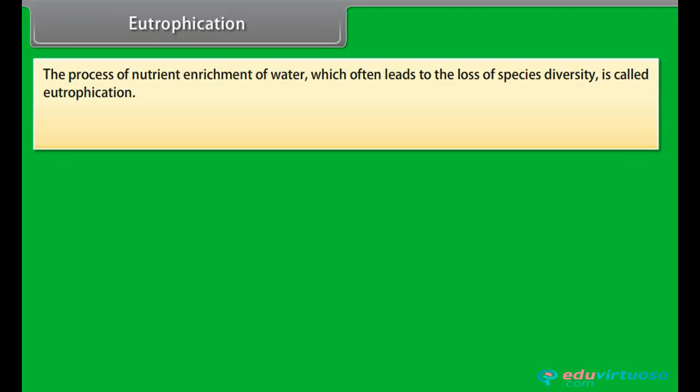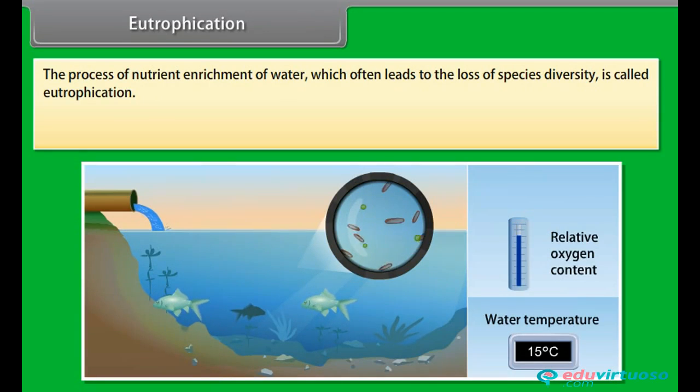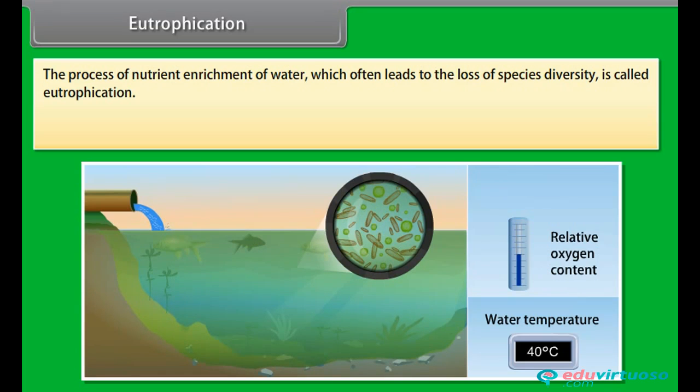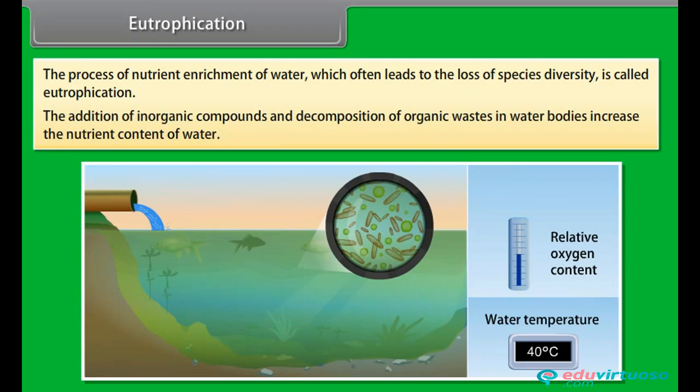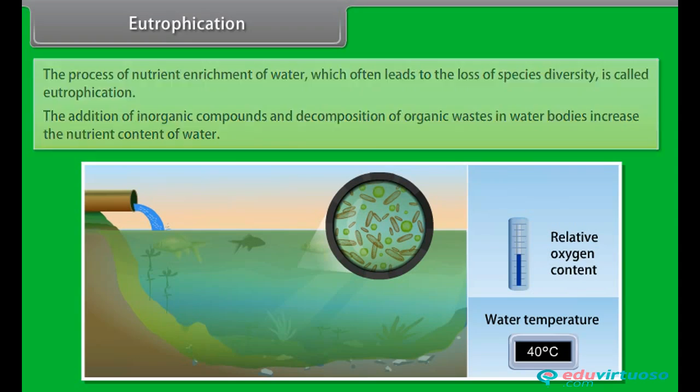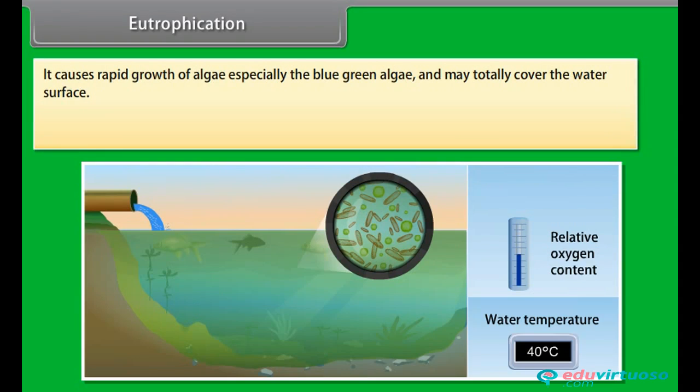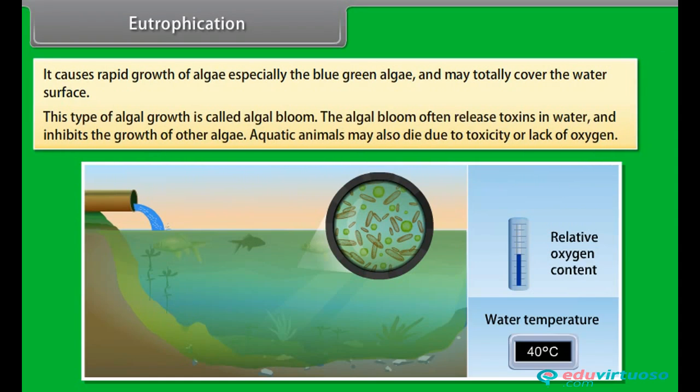Eutrophication. The process of nutrient enrichment of water, which often leads to the loss of species diversity, is called eutrophication. The addition of inorganic compounds and decomposition of organic wastes in water bodies increase the nutrient content of water. It causes rapid growth of algae, especially the blue-green algae, and may totally cover the water surface. This type of algal growth is called algal bloom. The algal bloom often releases toxins in water and inhibits the growth of other algae. Aquatic animals may also die due to toxicity or lack of oxygen.